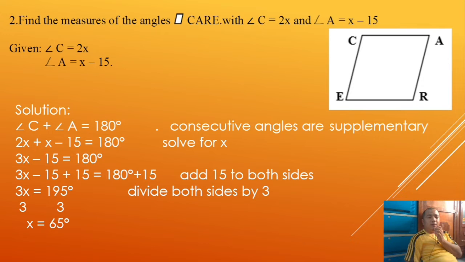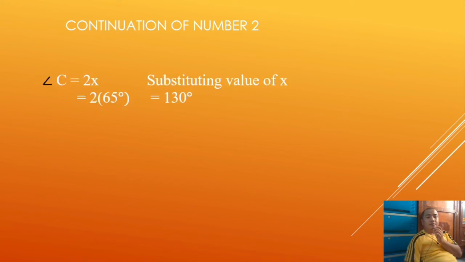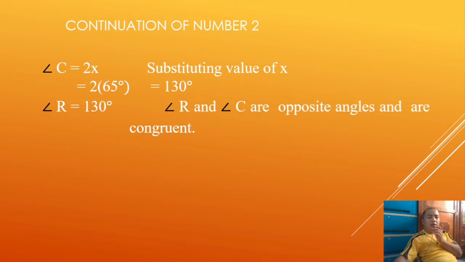What is the measure of angle A? 65 minus 15, 50 degrees. The measure of angle C is 2 times 65, which is 130 degrees. So angle C is the obtuse angle at 130 degrees, and angle A is the acute angle at 50 degrees. If you add 130 plus 50, you get 180 degrees. Yes, they are supplementary.